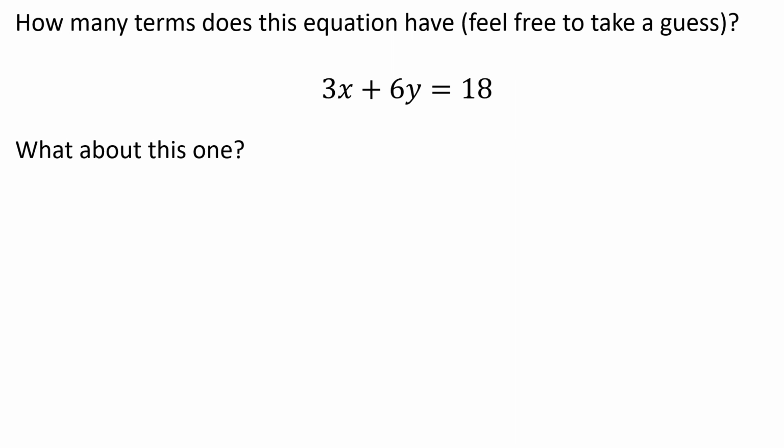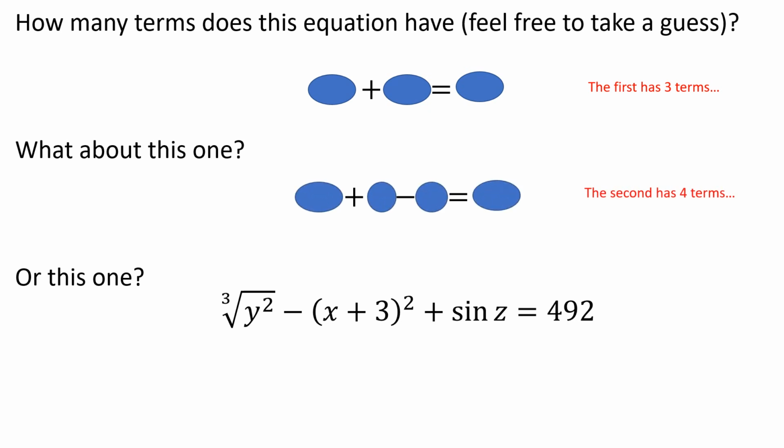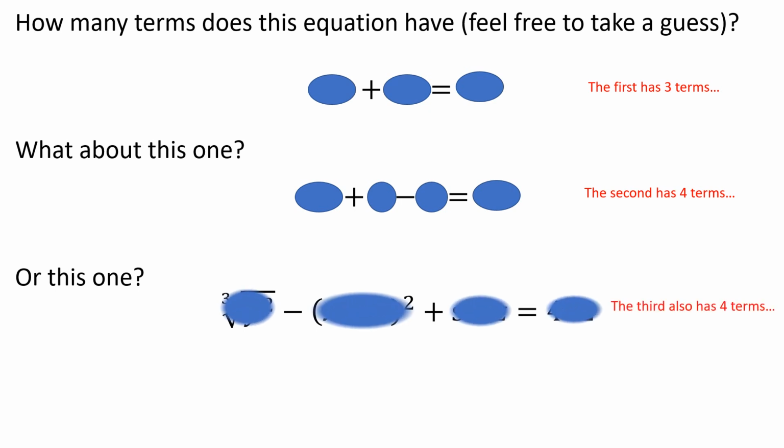What about this one? How many terms does this equation have? And one more, this one. How many terms do you think this equation has? Well, in fact, I'll tell you that the first equation has 3 terms. There they are. The second equation has 4 terms. And the third equation has 4 terms.